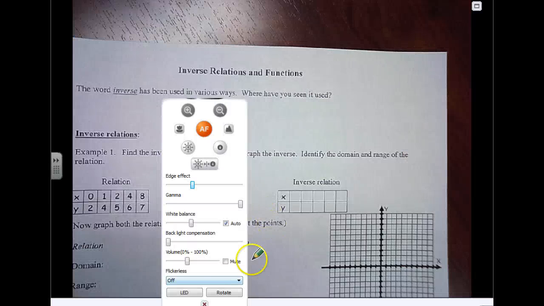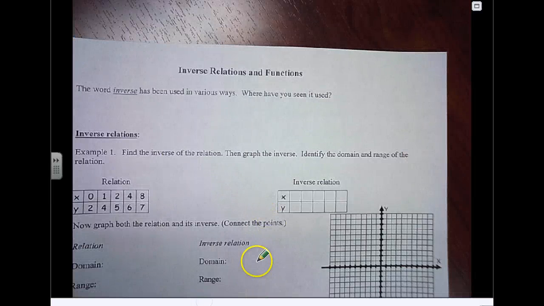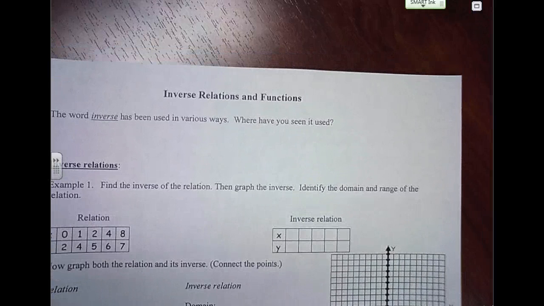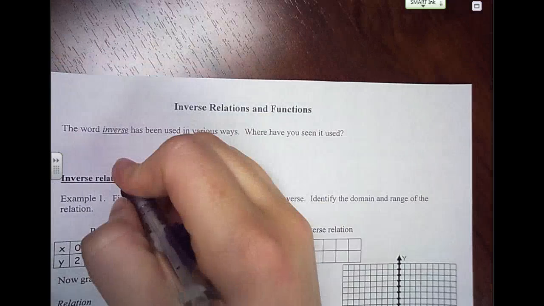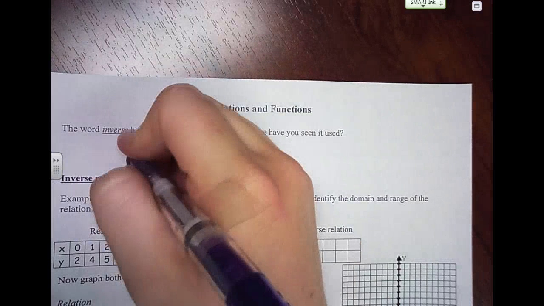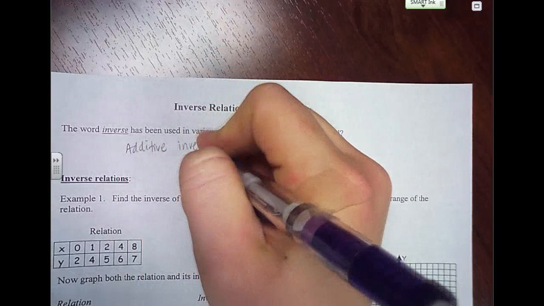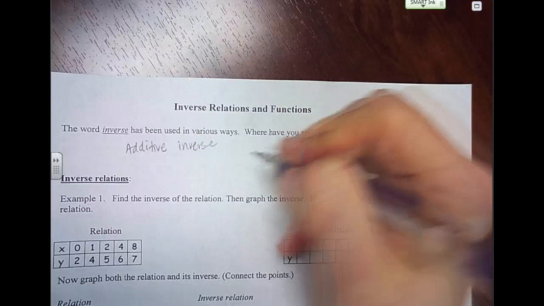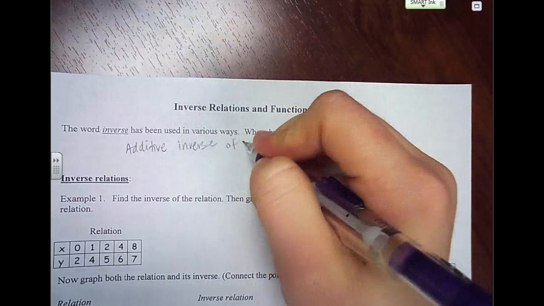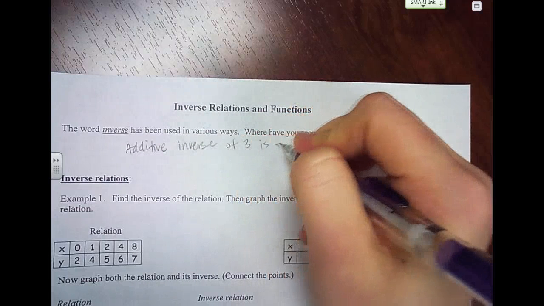Okay, so today we're talking about inverses. It says the word inverse has been used in various ways. Where else have you seen it? There's lots of different things. We've seen it with additive inverse. So if I say the additive inverse of 3, it would be -3.